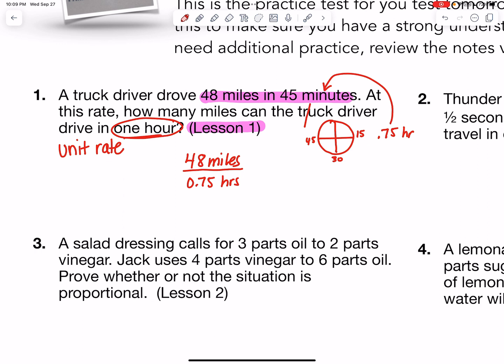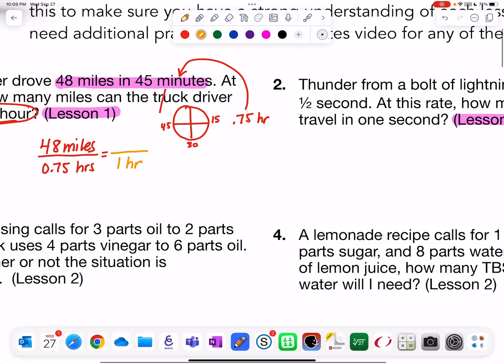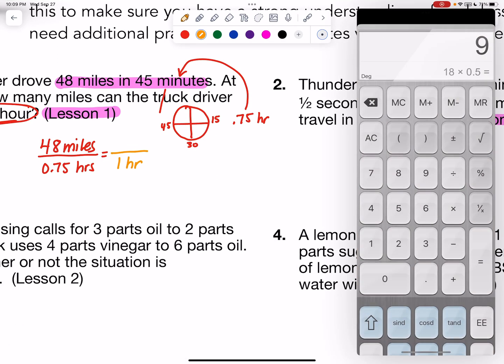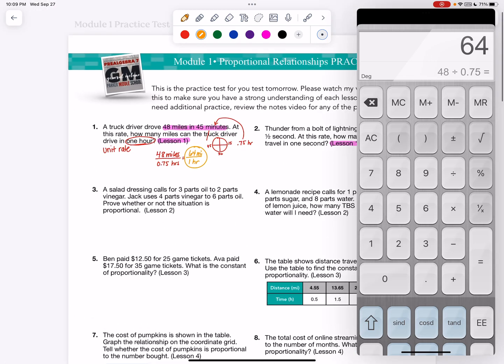Now, how do we find unit rates? We just divide the numerator by the denominator, and all that is over 1 whole. So let's go ahead and pull up our calculator. I'm just going to use this because it's a little bit bigger for the video. So 48 divided by 0.75, and there we go. We have 64. Make sure you have your labels: miles per hour. And there's our answer. All right, let's slide over to number 2.